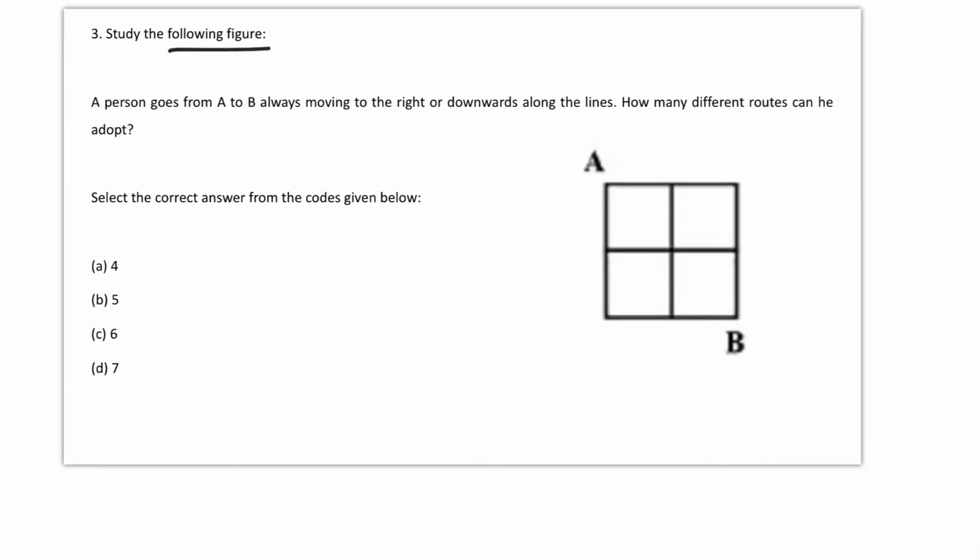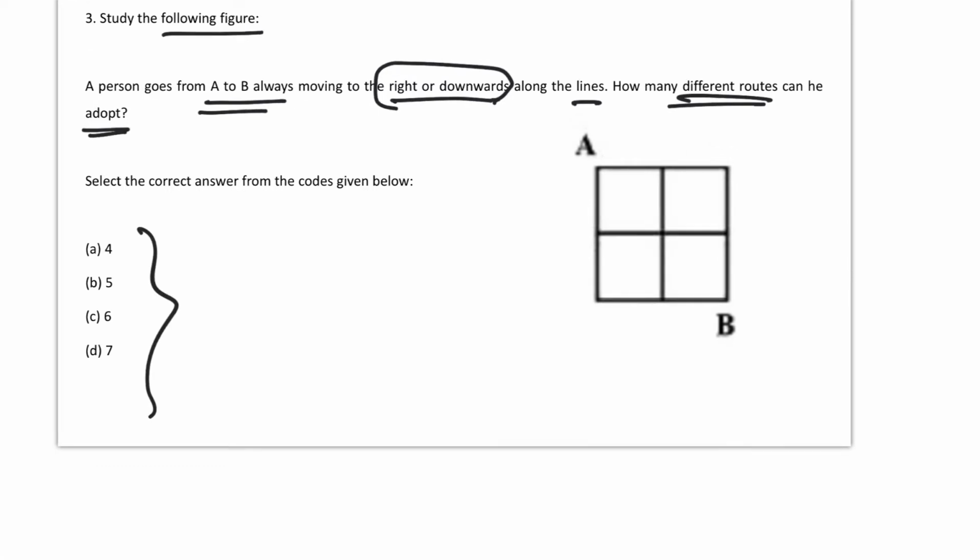Study the following figure. A person goes from A to B, always moving to the right or downwards. So this is very important: right or downwards along the lines. How many different routes can he adopt here? These are the options, and this is the figure. I shall draw a reference point here, my dear friends.